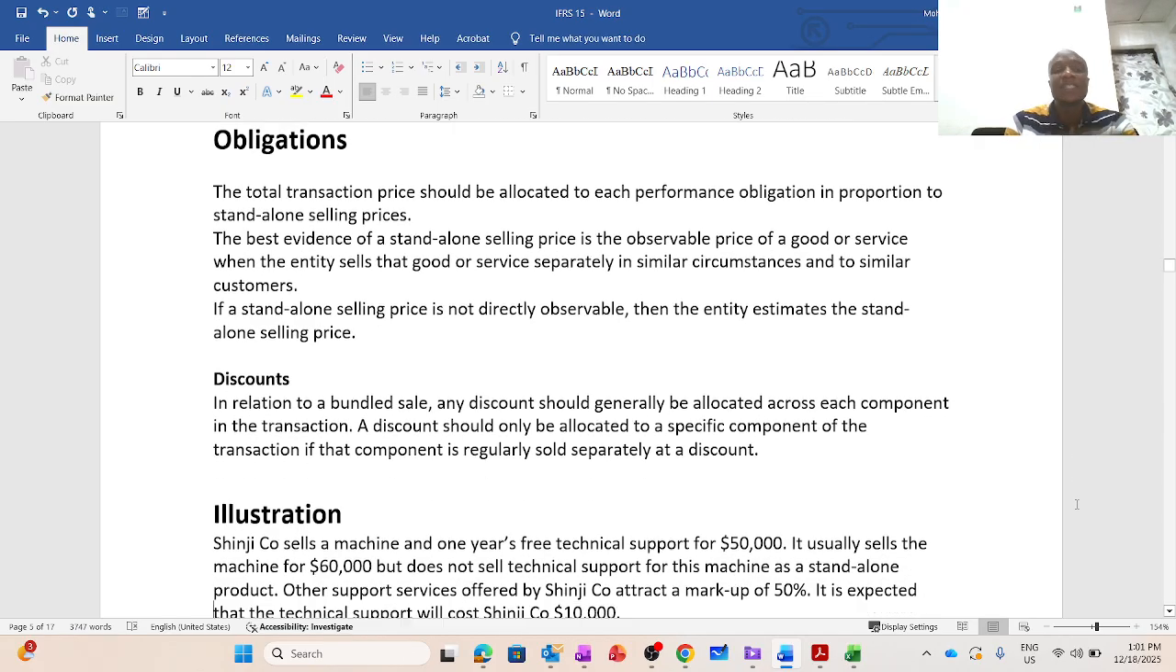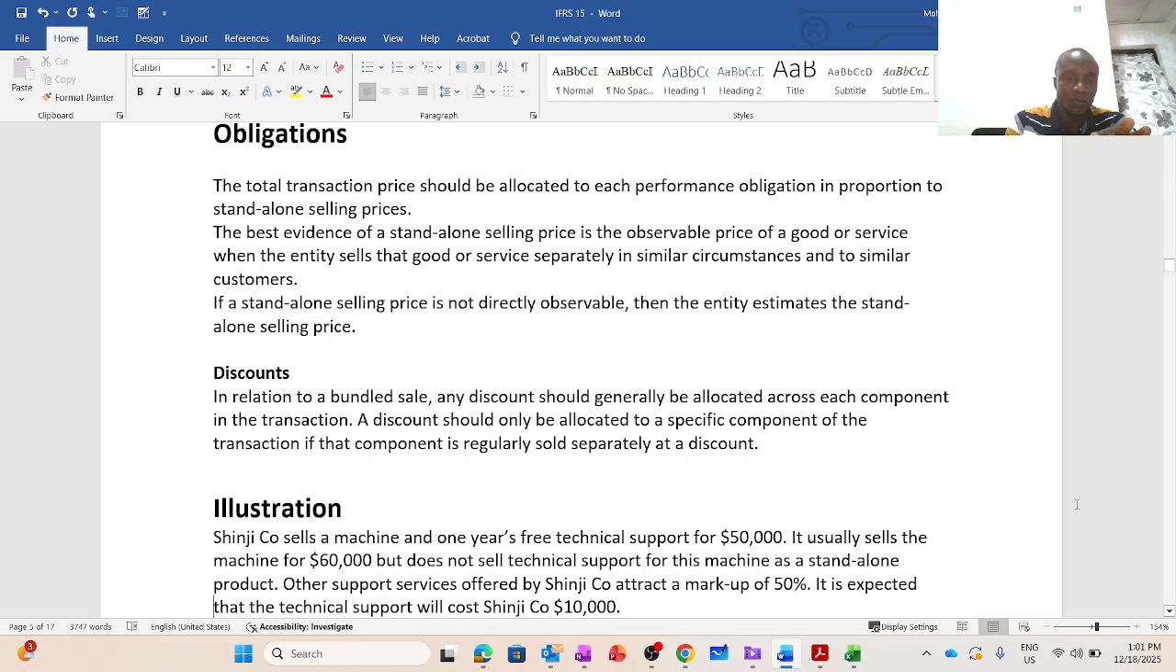Now we are going to look at discount, a very important aspect. Let's assume the price for the computer is $5,000 and the price for the services is $1,000.